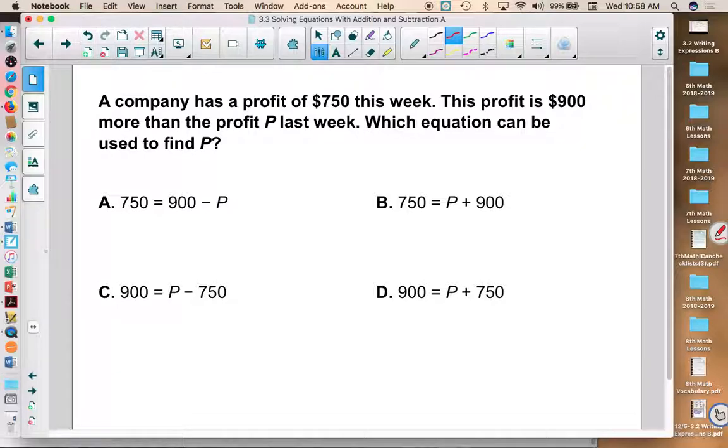Here's where we would actually use this. Okay, so a company has a profit of $750 this week. This profit is $900 more than the profit P from last week. Which equation can be used to find the profit? I'm going to underline what's important. 750, 900 more than P.